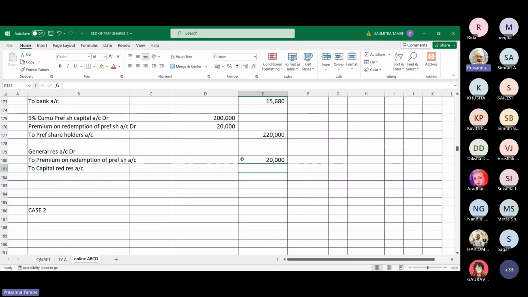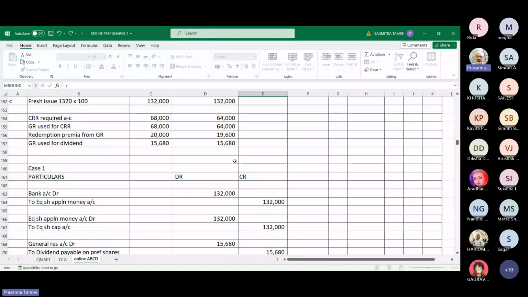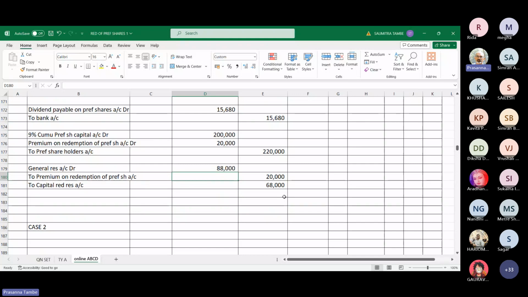We are creating a CRR of how much for first working? 68,000 is CRR. GR we are going to use. So GR will be debited for 88,000. So GR account debit to premium on redemption account to capital redemption reserve account 68,000. So CRR is created and premium is also provided.